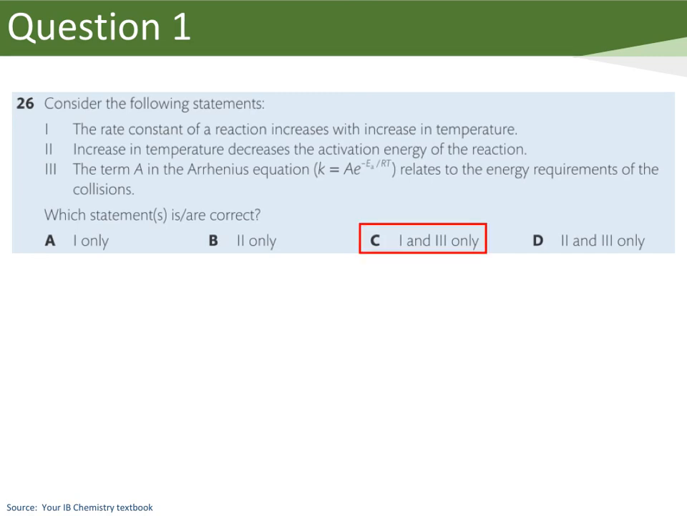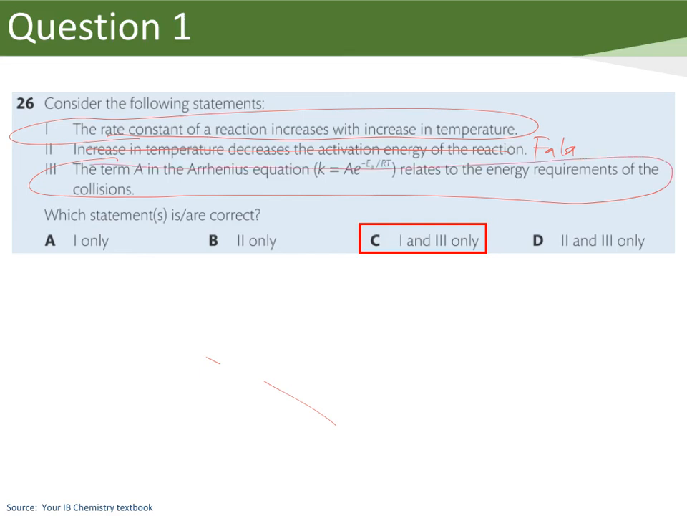The answer is C. An increase in temperature does not decrease the activation energy. That's false. The rate constant does increase with an increase in temperature. That is true. The term A in the Arrhenius equation relates to the energy requirements of the collisions. The key here is it's related to the collisions. I'm a little bothered by the fact that it's called energy requirements here because it's more about the collision orientation, but it does relate to the energy. And it's just something we need to know about A. And so the correct answer here is C.